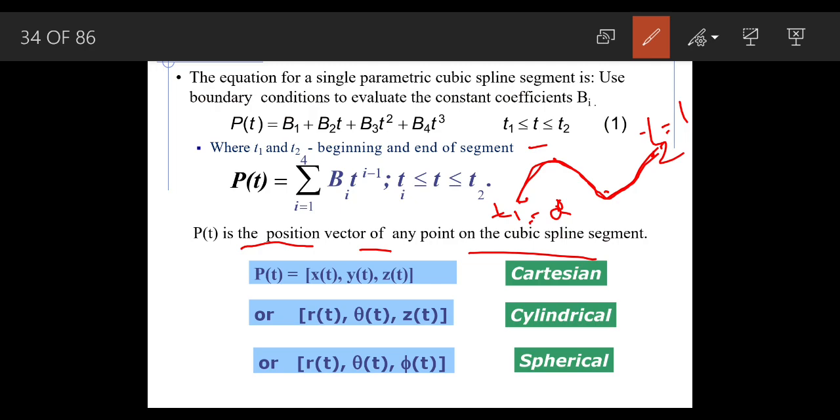So t1 is equal to 0, which indicates the start point, while t2 is equal to 1, which indicates the end point. Now that is the beginning and end of the segment. The same equation we write in another form.